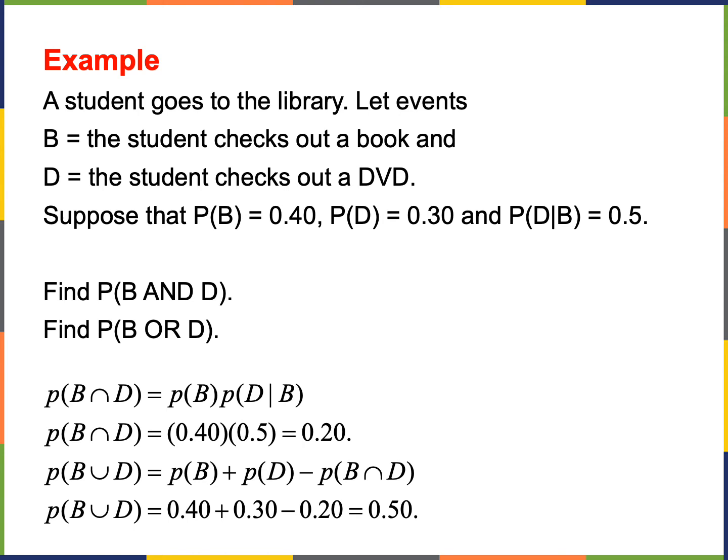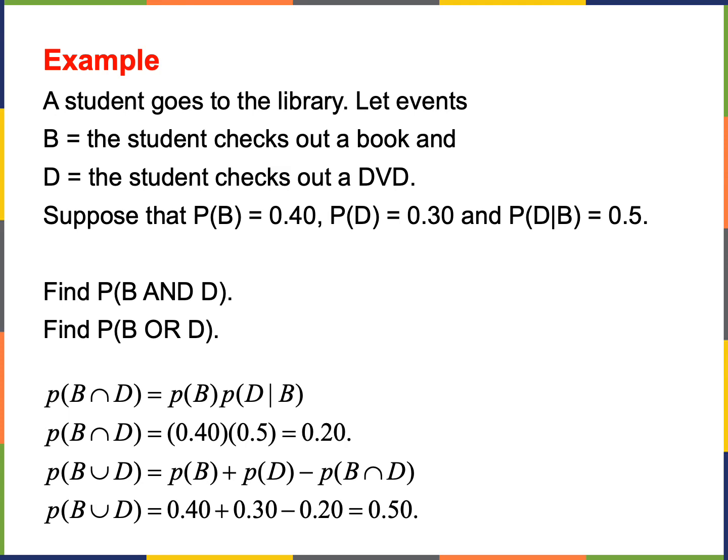Okay, so probability of B and D is equal to probability of B times the conditional probability of D given B. Well, that's good because we have P of B, and we have P of D given B. So we just take the product, and that's it. Now, if we do an or, the or is the one where we have to add and then take away the intersection. So we just add P of B plus P of D minus the intersection, which is what we just calculated. So 0.4 plus 0.3 minus 0.2, and that will give us 50%.